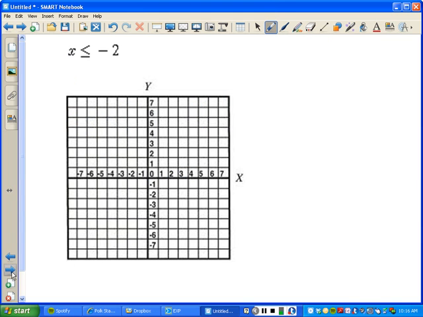Lastly, is x less than or equal to negative 2? Solid or dotted? Does 0 work? Is 0 less than or equal to negative 2? Nope. Go this way.